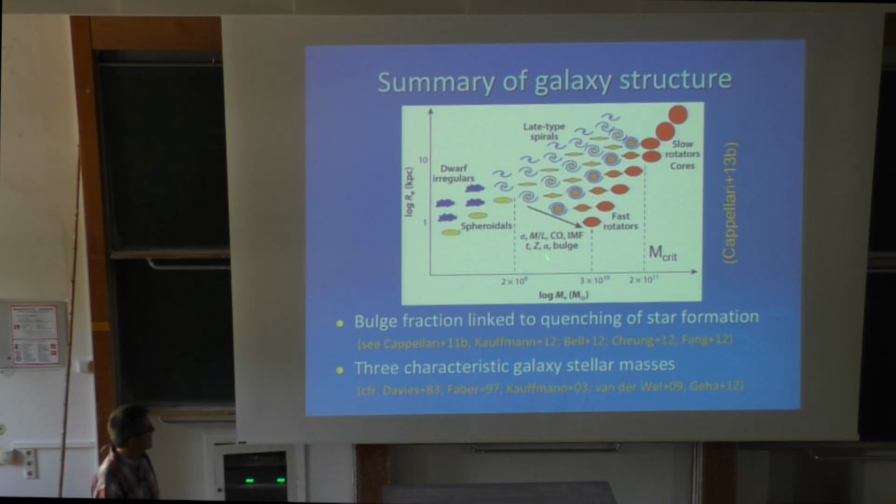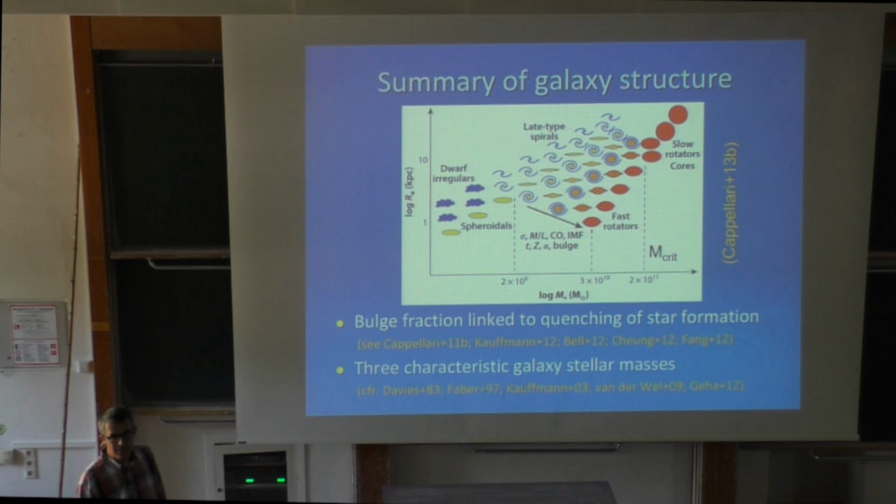In fact, you have three characteristic masses, and especially important is this mass of 3 times 10^10, which separates... Essentially, below this mass, you don't have any completely passive galaxies. So you need to be above this mass to start your sequence of fast rotating passive galaxies. But another important mass is 2 times 10^11. Above this mass, you don't have any more galaxies that are fast rotators. You only have the slow rotators.